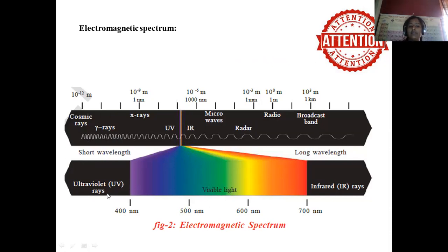This visible light lies in between ultraviolet and infrared radiation, and ranges from 400 to 700 nanometers. The 400 to 700 nanometer range is available in the visible light region, lying between ultraviolet and infrared radiation. The highest energy radiation is cosmic rays and the lowest is the broadcast band. All these are arranged in terms of their nanometers, and increasing wavelength is observed from left to right.